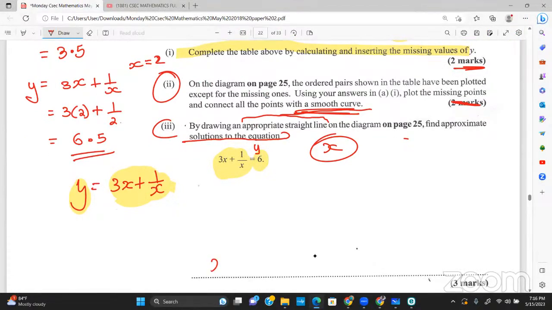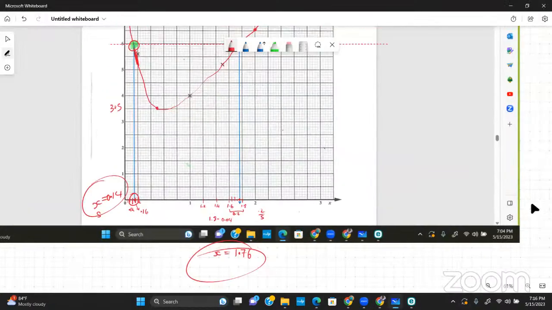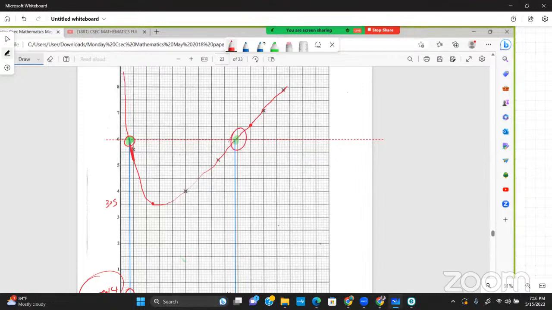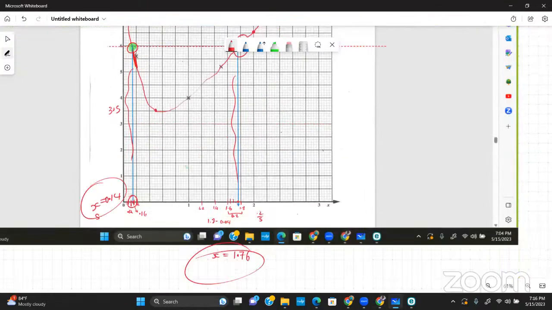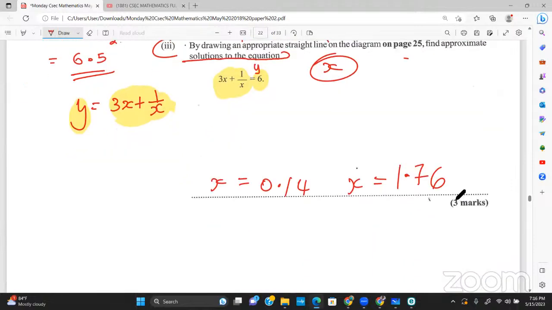So our solutions are x is equal to 0.14, x is equal to... What was it? Was it 1.76? I think it was 1.76. Let me write it. 1.76. So those are the two solutions I got based on my diagram. Here they are. Take them down, and then interpret. All right. Let's continue working.